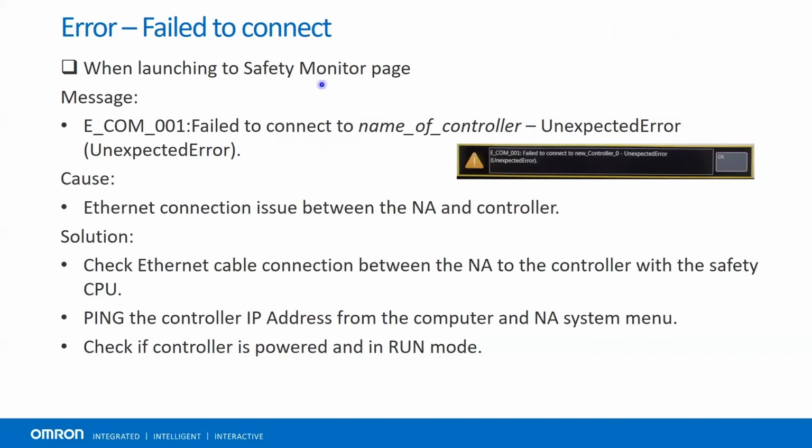Fail to connect. This happens when launching the safety monitoring page. This is the error message. The cause is the Ethernet connection issue between the NA and controller. So check the Ethernet cable connection between the NA and the controller with the safety CPU. Ping the controller IP address from the computer or NA system menu. Check the controller's power and that it is in run mode.